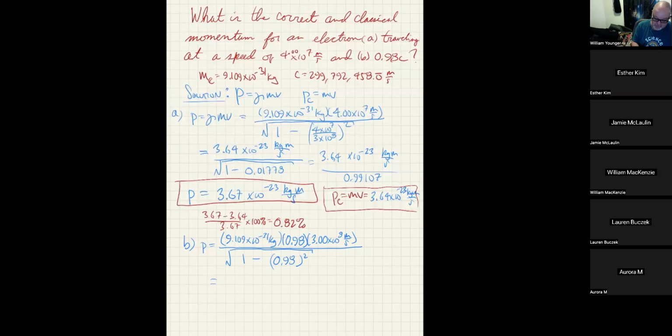9.109 e to the negative 31 times 0.98 times 3 exponent 8. That gives me 2.67. I actually call it 2.68 times 10 to the negative 22 kilograms meters per second for the numerator. And then I'm dividing that by the square root of 1 minus 0.98 squared. So that gives me the square root of 0.0396.